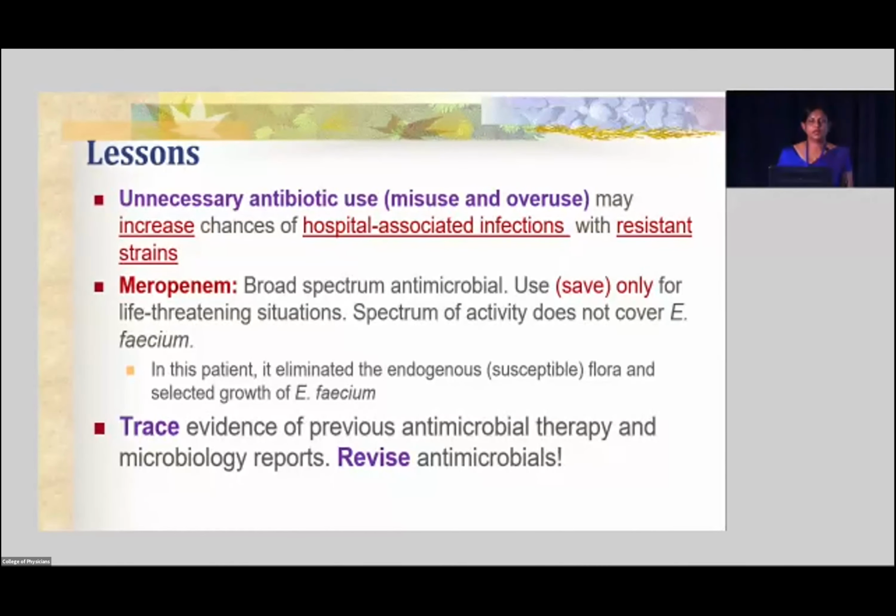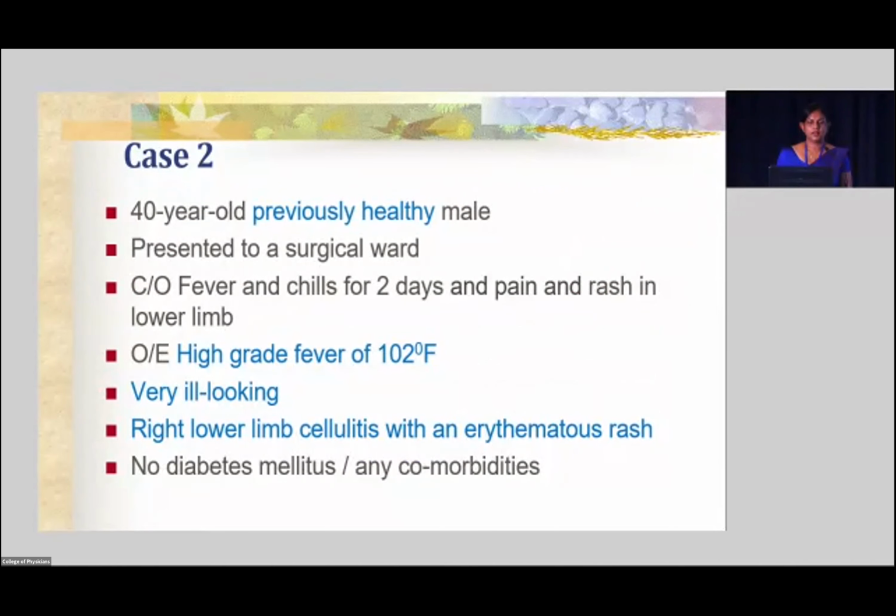Coming into case 2, this is a 40-year-old previously healthy male presented to a surgical ward complaining of fever and chills. On examination, he had high-grade fever of 102 degrees. He was very ill and had right lower limb cellulitis with an erythematous rash. He did not have diabetes mellitus or any comorbidities.